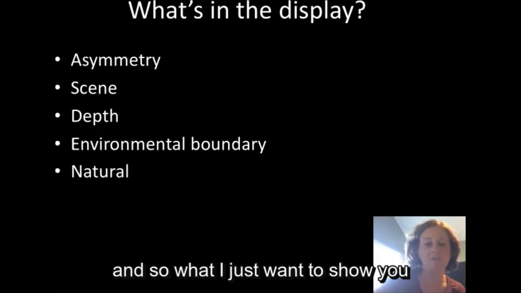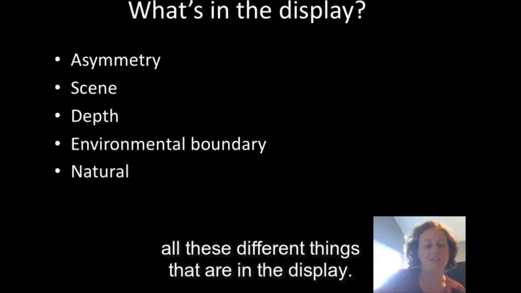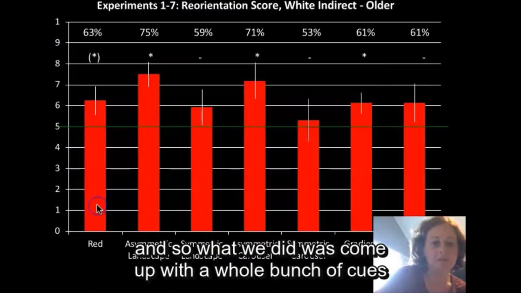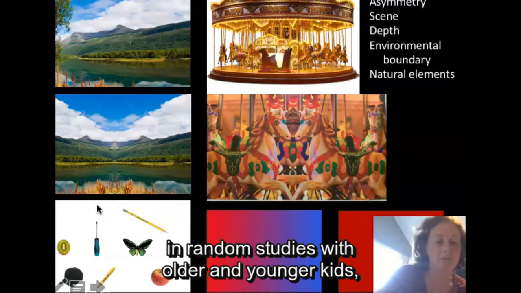And so what I just want to show you is a whole bunch of data where we manipulated all these different things that are in the display. In this asymmetric landscape, there's asymmetry, there's a scene, there's depth, there's an environmental boundary, it has natural elements. So what we did was come up with a whole bunch of cues and ran studies with older and younger kids, but I'm going to focus on the older ones.